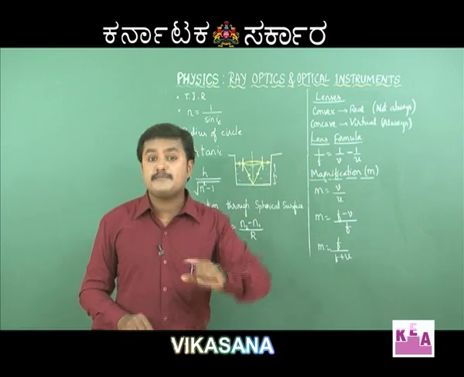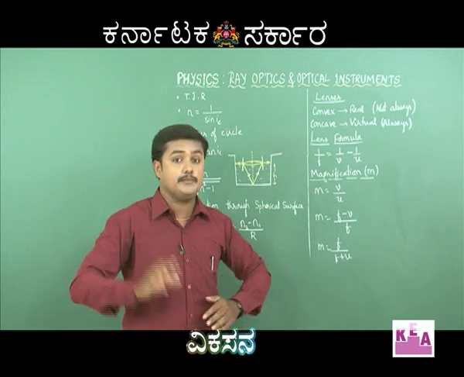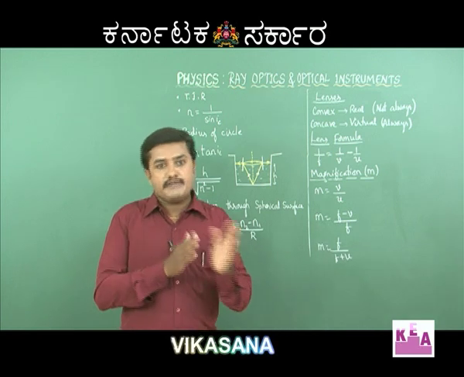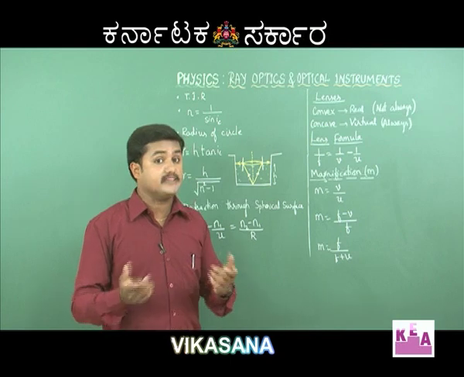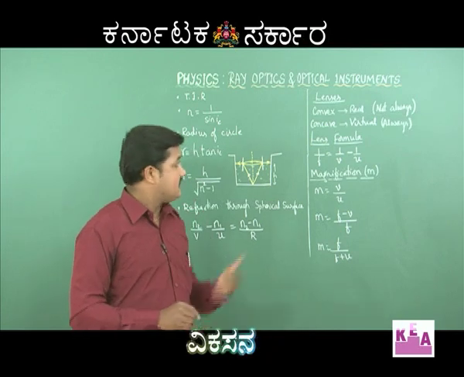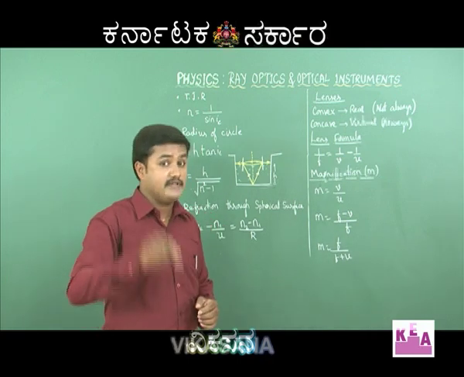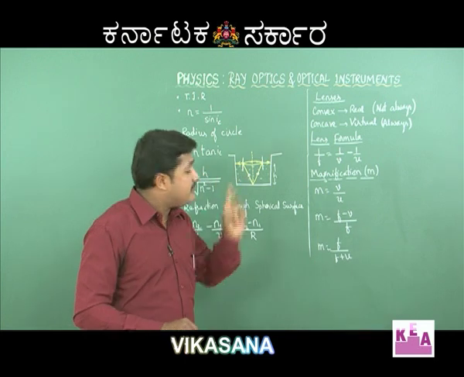concave lens always produces virtual image irrespective of the position of the object, and this image is always diminished and it is between the optic center and focus. It is always virtual irrespective of the position of the object. The lens formula is 1 over f is equal to 1 over v minus 1 over u along with sign conventions. Then magnification is m is equal to v by u.